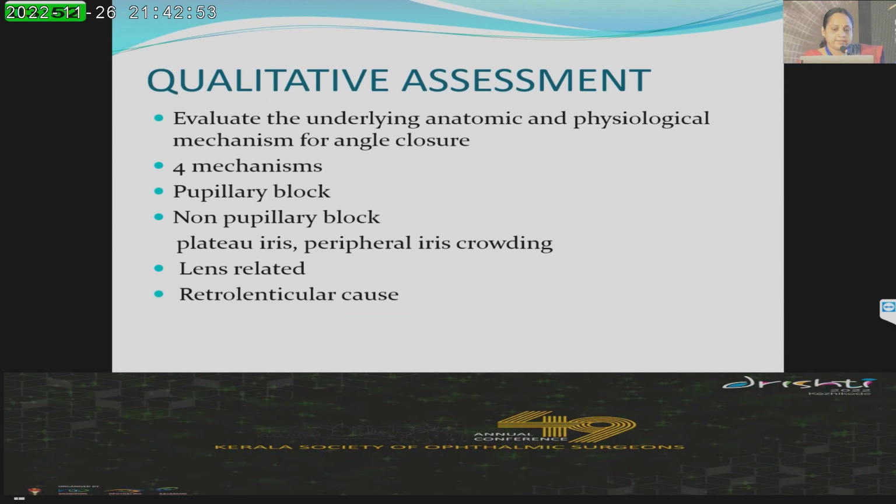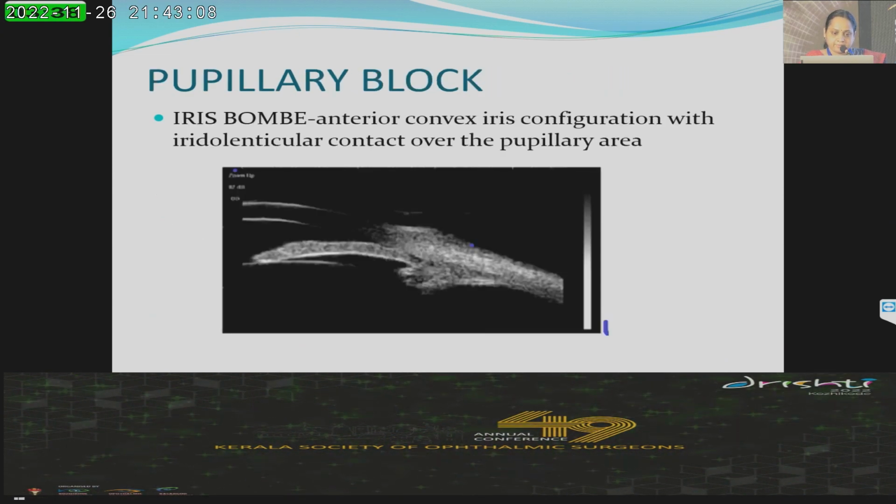We can evaluate the underlying anatomic and physiological mechanisms for angle closure. 4 mechanisms are involved. They are pupillary block, non-pupillary block including plateau iris and peripheral iris crowding, lens-related causes and retrolenticular causes. In pupillary block you can see the iris bombé, that is the anterior convex iris configuration with the iridolenticular contact over the pupillary area.